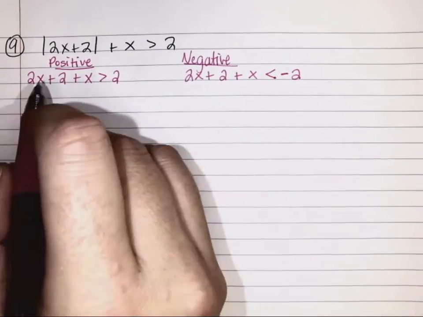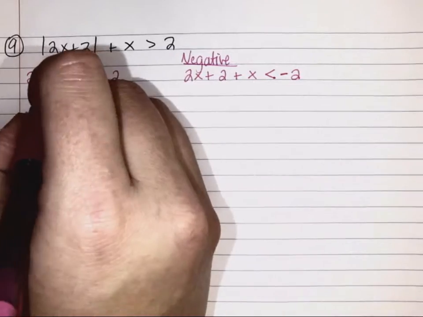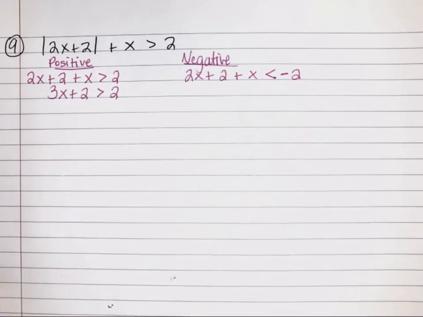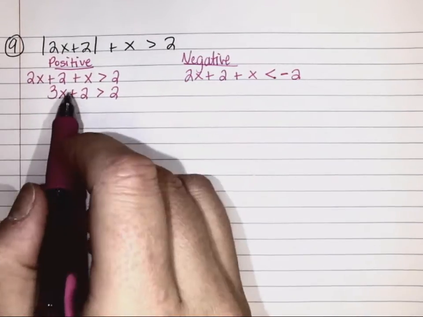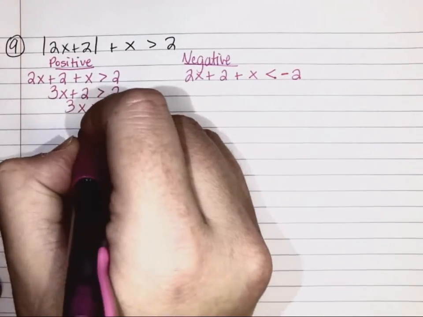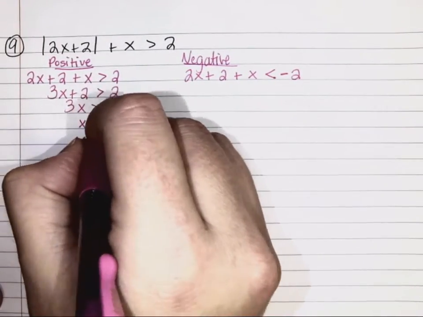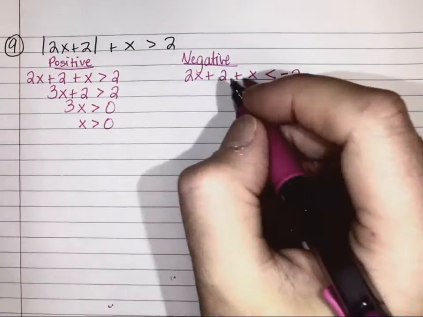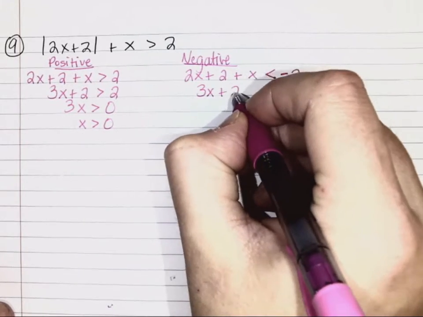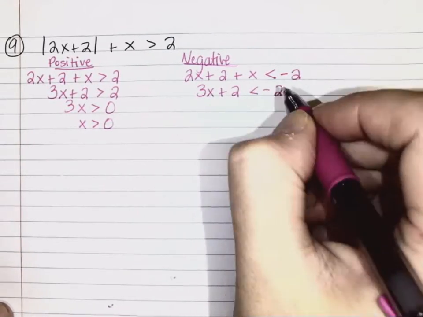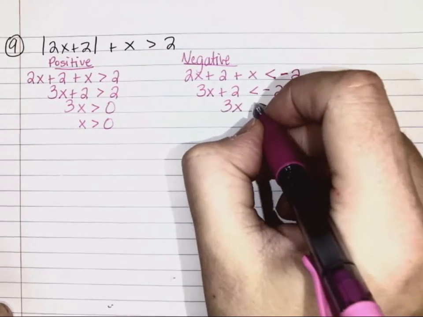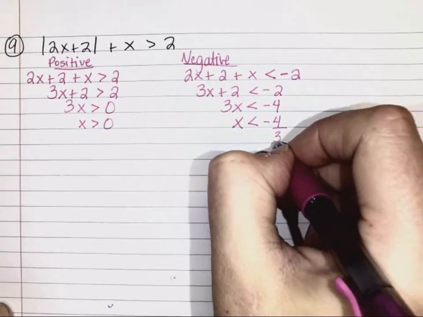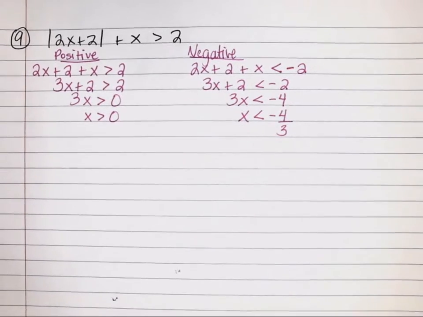Now let's solve each part. When I combine like terms here, I get 3x plus 2 greater than 2. Let's subtract 2 from both sides, and I get 3x greater than 0. Divide by 3, I get x is greater than 0. Combine like terms, 3x plus 2 less than negative 2. Subtract 2 from both sides, I get 3x less than negative 4. Divide by 3, you get x is less than negative 4/3.